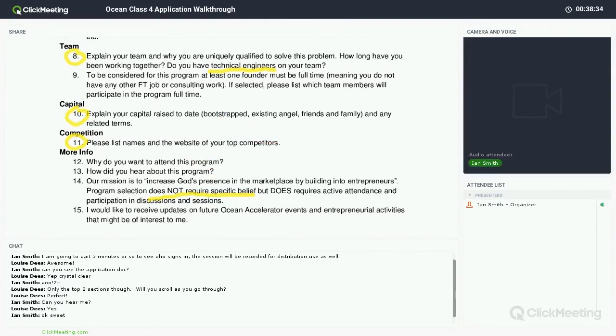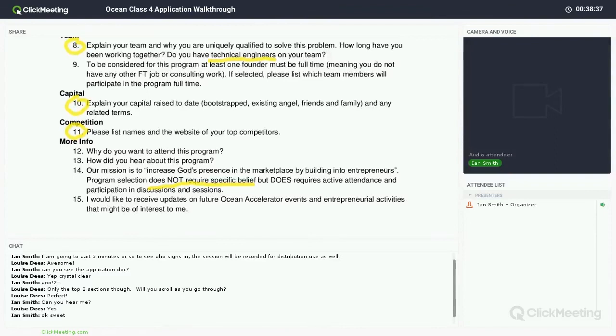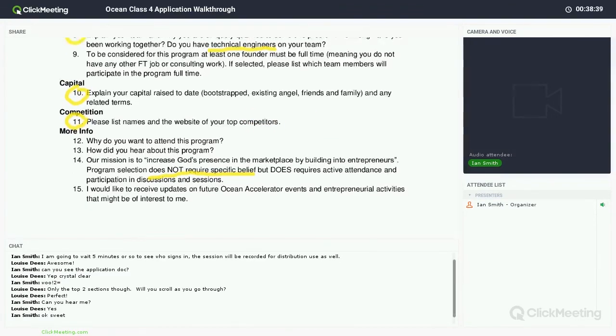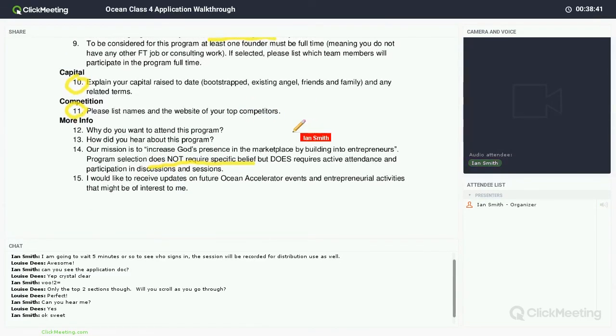Capital gives us an overview of your current capital state of affairs. Again, the most common ones I've seen are bootstrapped with friends and family. I've also seen a few that have existing angels. That's fine as well.